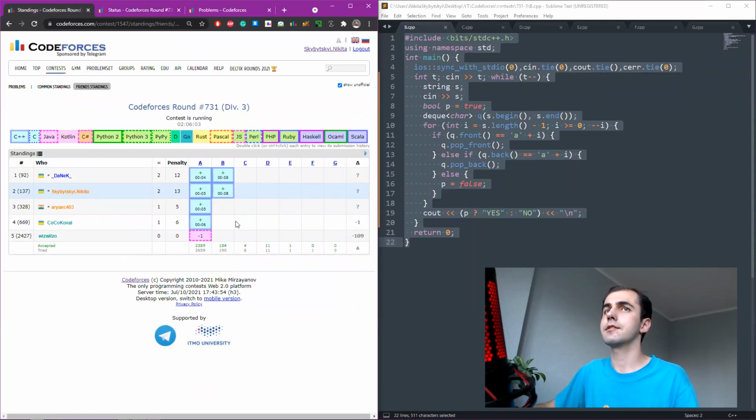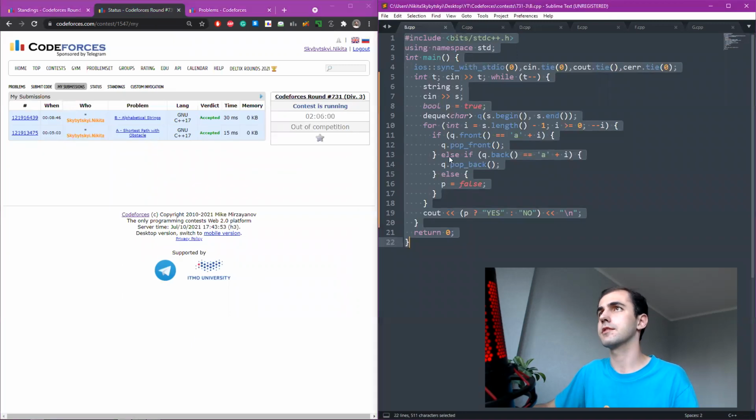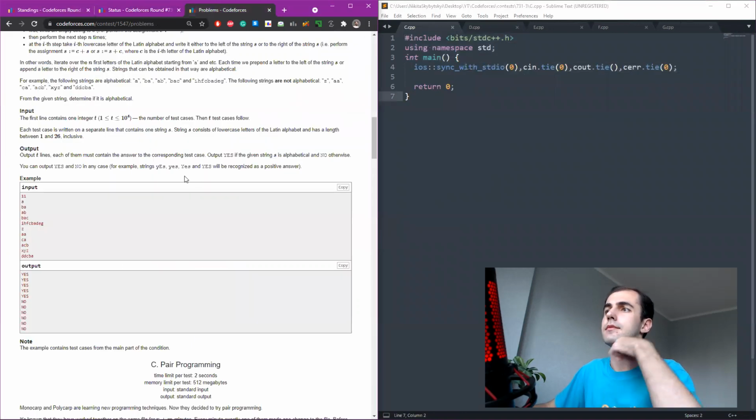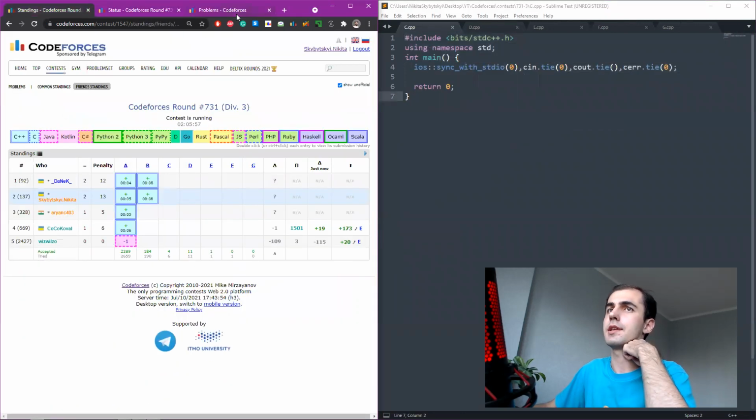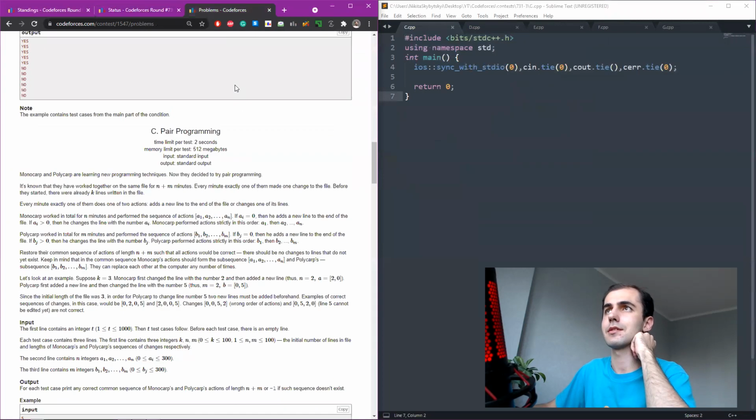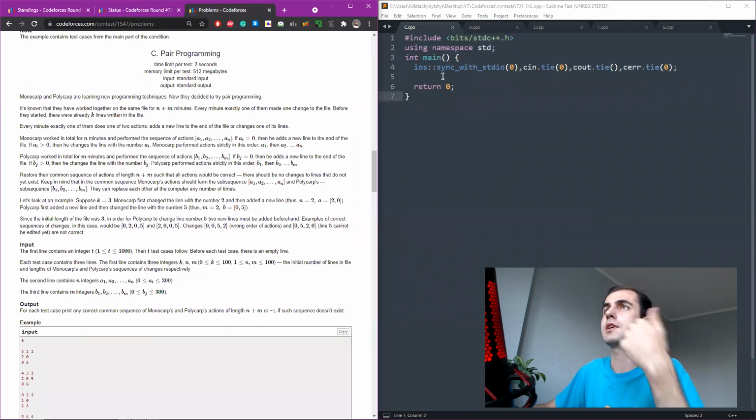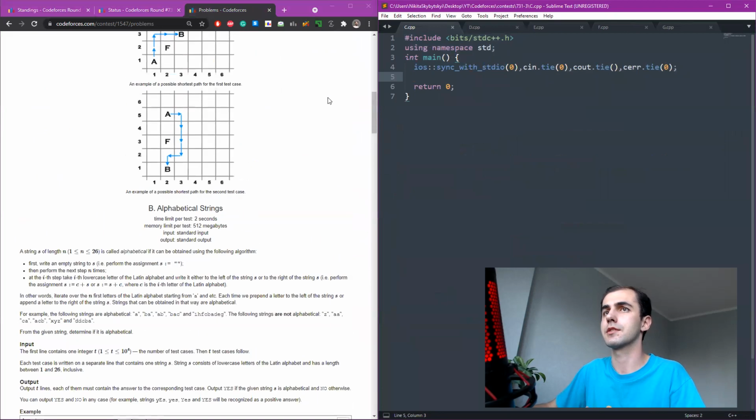Still, you see, it turns a bit into Codeforces. This terrible first problem being an implementation.